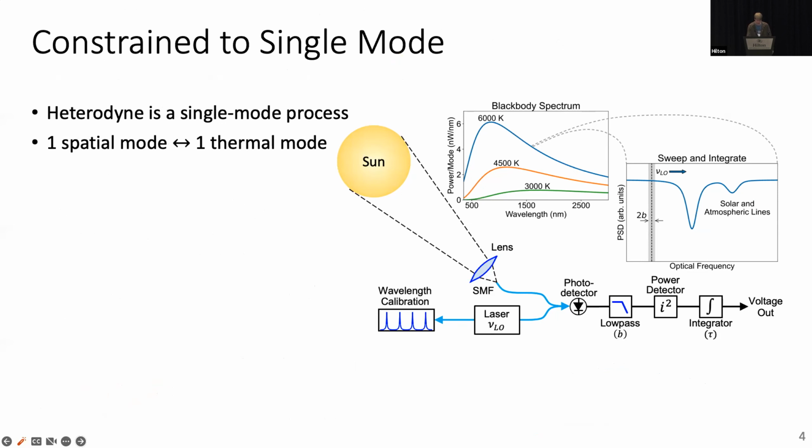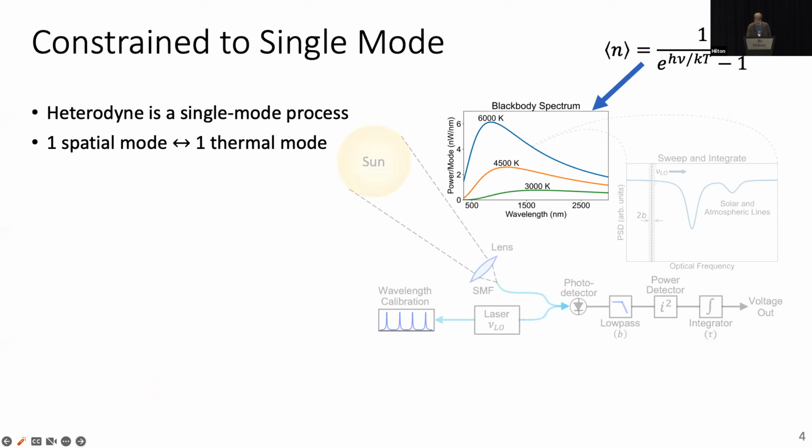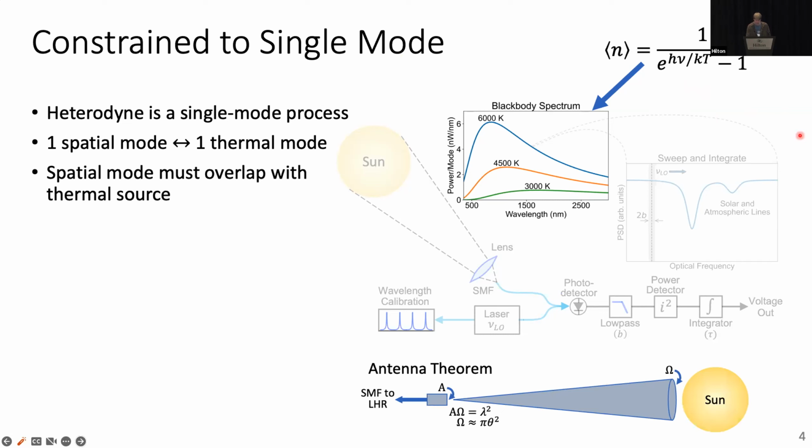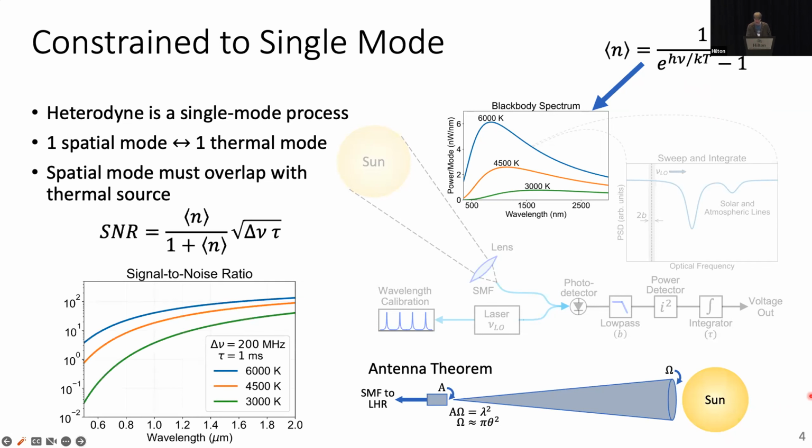There is a trade-off here. We are limited to the information in a single spatial mode. That means we are limited to the power of a single thermal mode given by the Bose-Einstein distribution. Additionally, the single mode limit is only reached when the fiber is spatially mode matched to the thermal source, something that is much easier to do on the sun than other stars. But if those conditions are met, the SNR is given by a simple equation.